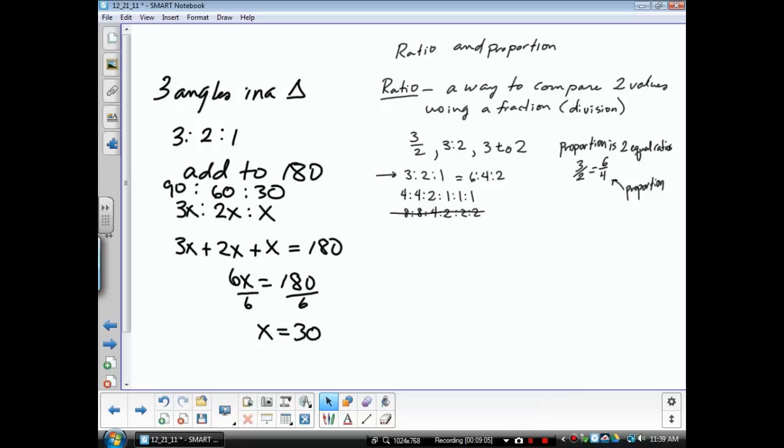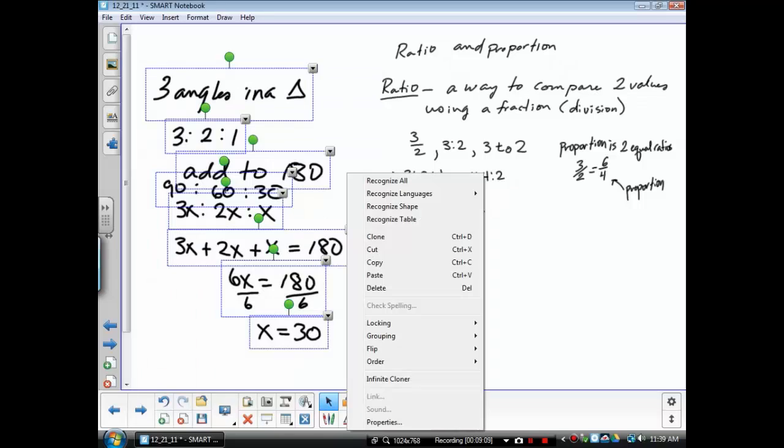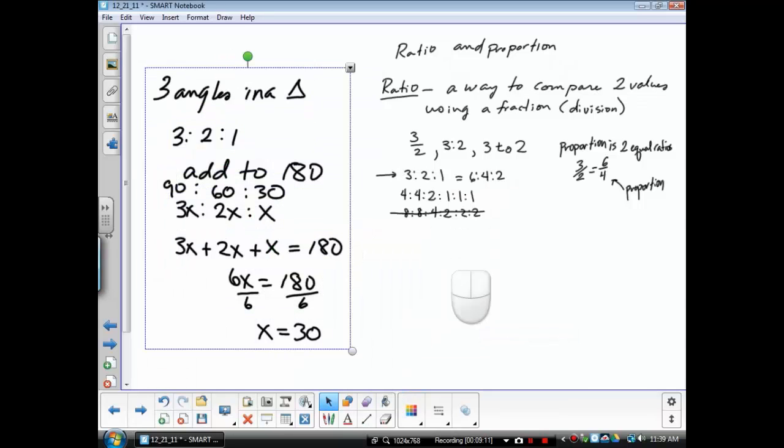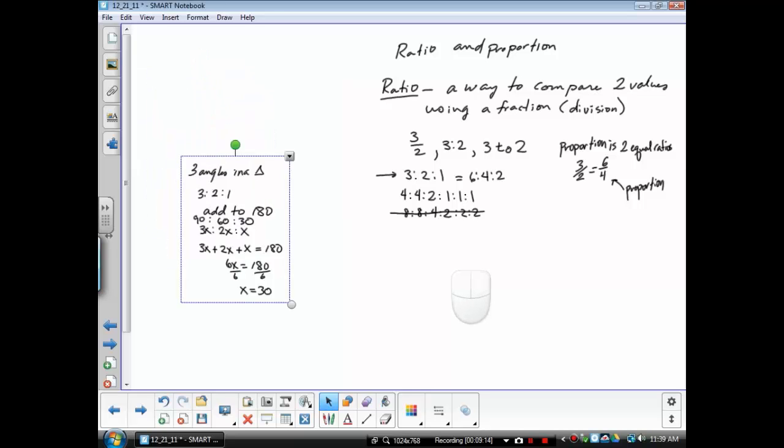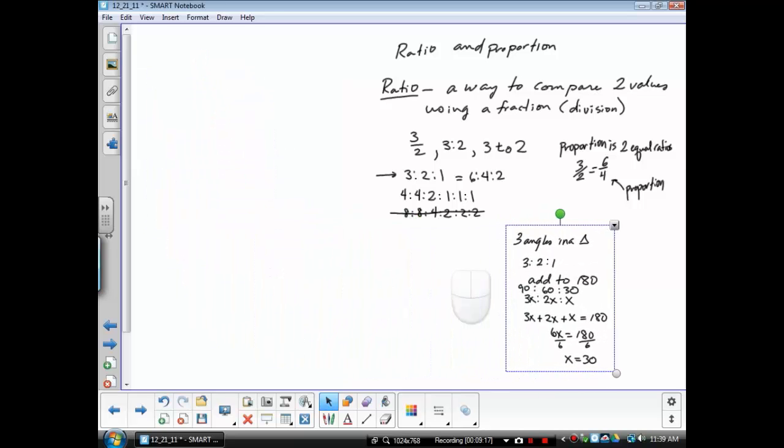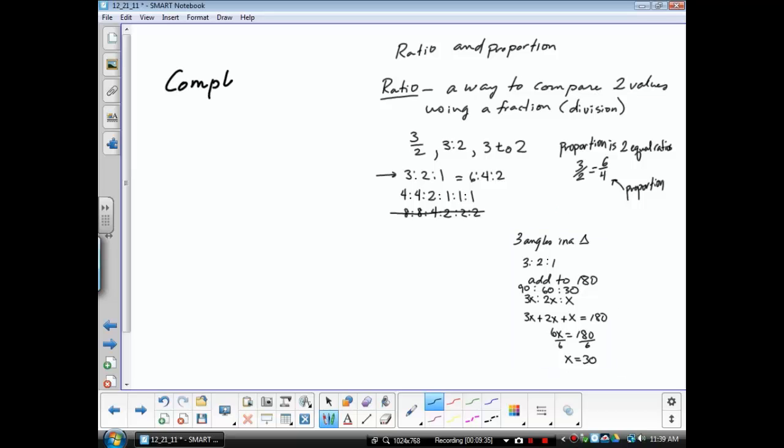Let's do another example, still using our definition of ratio that we worked with here and doing what you're going to be doing on your assignment. We have 2 complementary angles. These complementary angles have a ratio of 3 to 7. So we have complementary angles with a ratio 3 to 7.